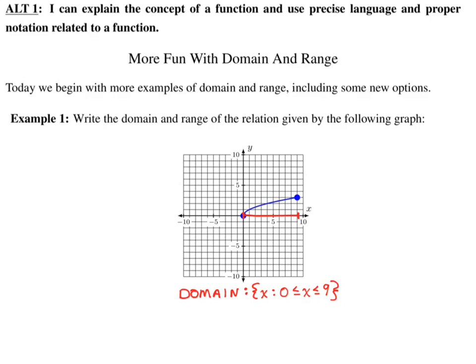The range, we have a similar idea going on, and I drew on the y-axis where the graph is going. It starts down at 0 and goes up to 3. So the answer is y such that 0 less than or equal to y less than or equal to 3. Remember, when we're sandwiched between two numbers, it's always less than or equal to's on both sides. Okay, that's a reminder, similarly to the second notes.